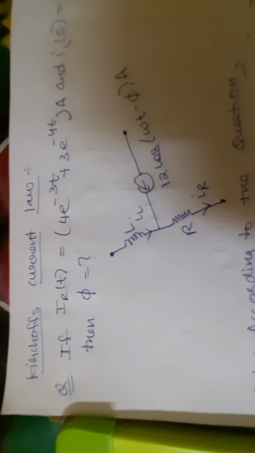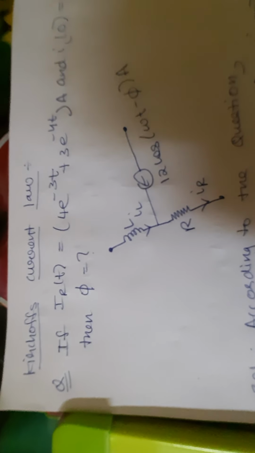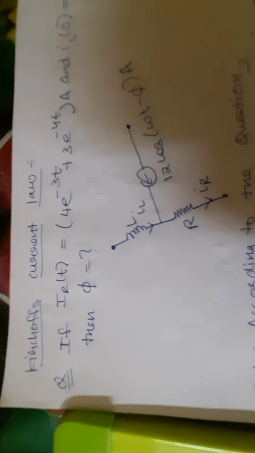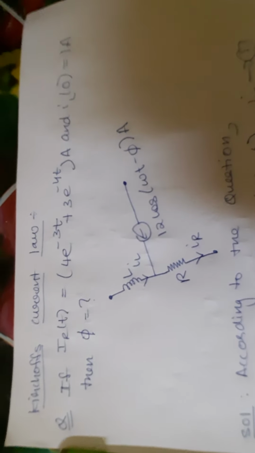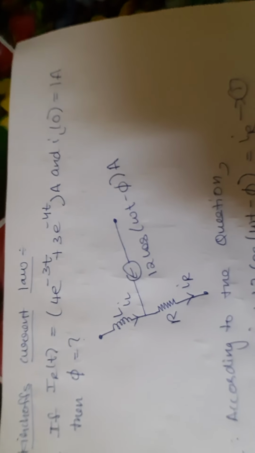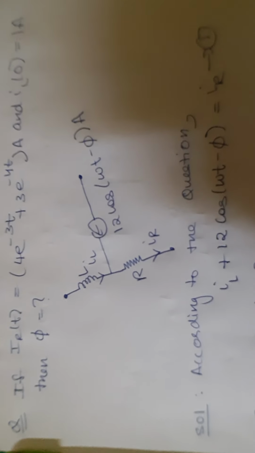Moving on. Next problem is on Kirchhoff's current law. So the problem is, if IR of t is equal to 4 e power minus 3t plus 3 e power minus 4t and they have given the inductor current at 0, which is 1 ampere, then what will be the value of phi? Take a look at the circuit.